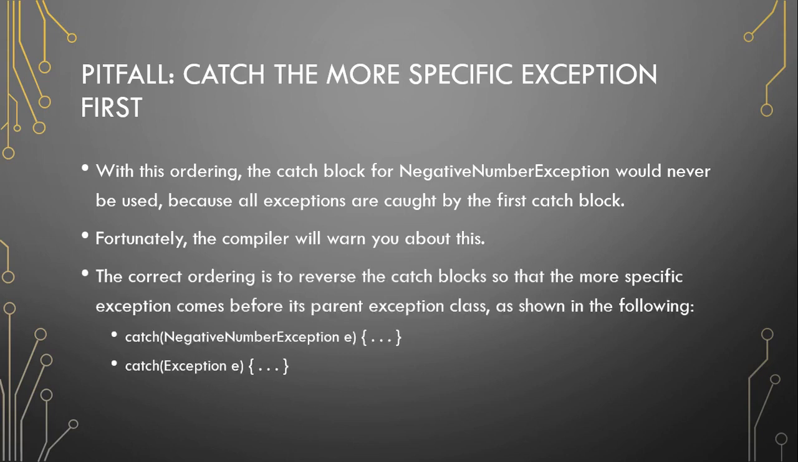So the correct ordering is to reverse the catch blocks, so the more specific exception will come before its parent exception class. So with the following: catch negative number exception E, catch exception E. Very important that we make sure we put the more specific ones first, and then our general one goes last.